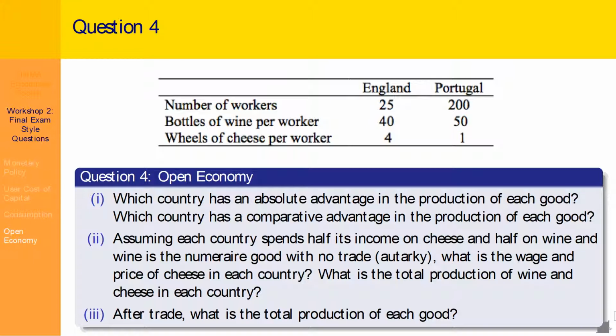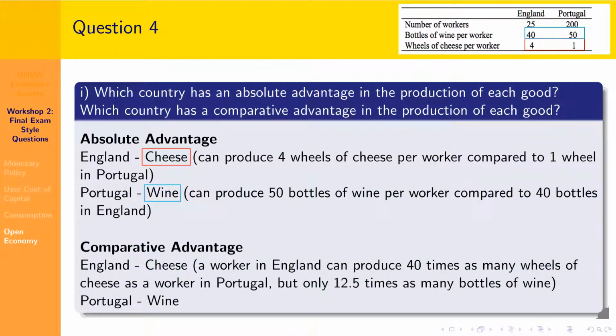What is the total production of wine and cheese in each country? 3. After trade, what is the total production of each good? 1. Which country has an absolute advantage in the production of each good? Which country has a comparative advantage in the production of each good?